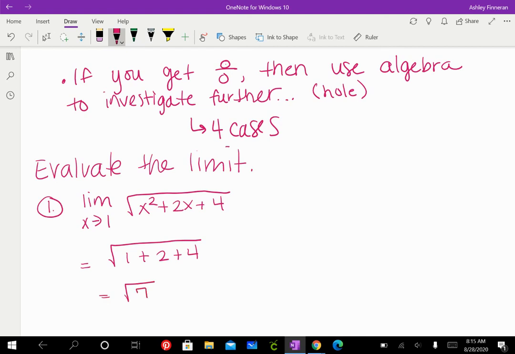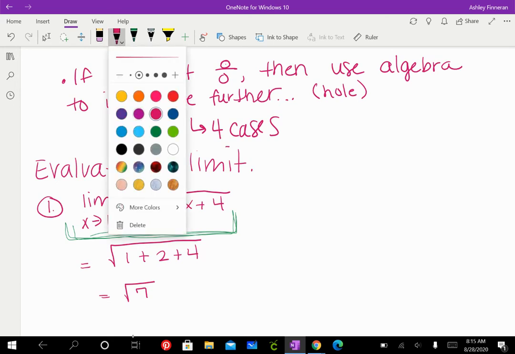Now I want, notation-wise, for you to notice something. Once I plugged in 1, I no longer wrote the word limit. The act of plugging in that target value is the act of taking the limit, so you don't need to keep writing limit. So the limit as x approaches 1 of that radical is equal to a number. It is equal to radical 7. So you don't need the word limit here anymore. Sometimes the notation can get tricky.